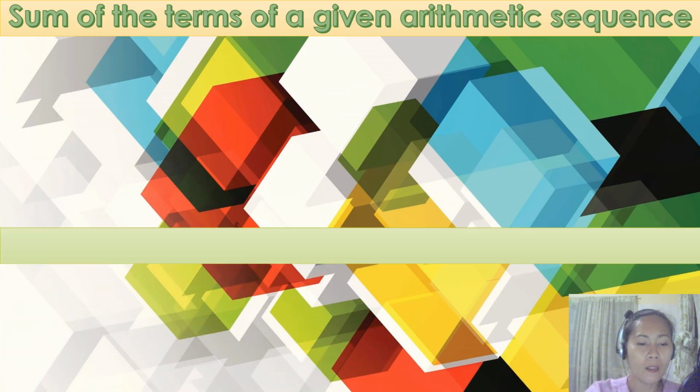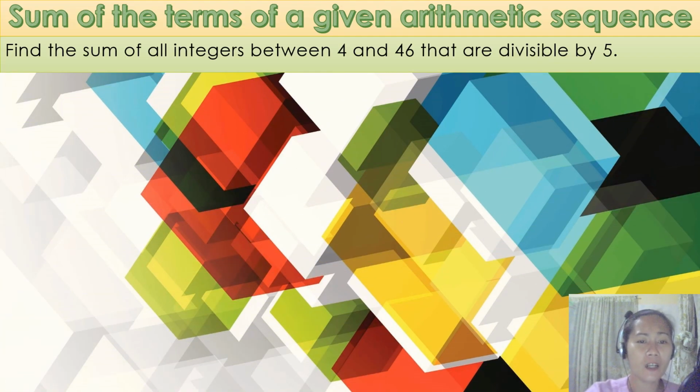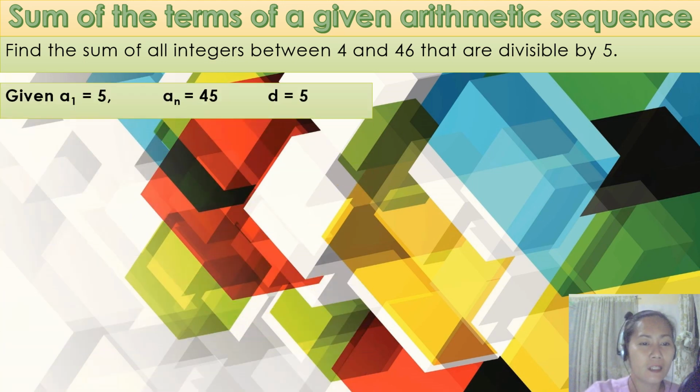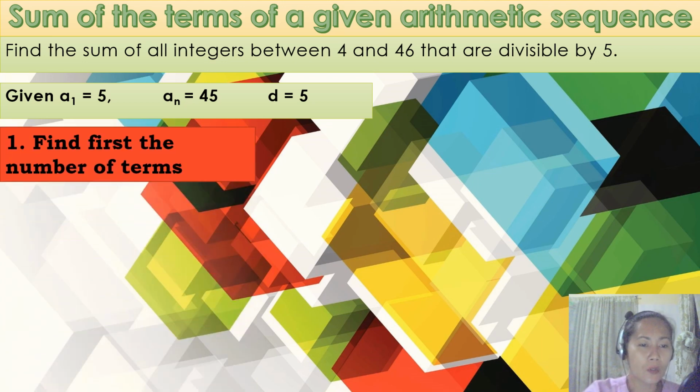Another example. Find the sum of all integers between 4 and 46 that are divisible by 5. Given a sub 1 equals 5, a sub n equals 45, d equals 5. The solution: find first the number of terms. So we have a sub 1 equals 5, and a sub n equals 45. But we don't know how many terms there are in the integers between 4 and 46.